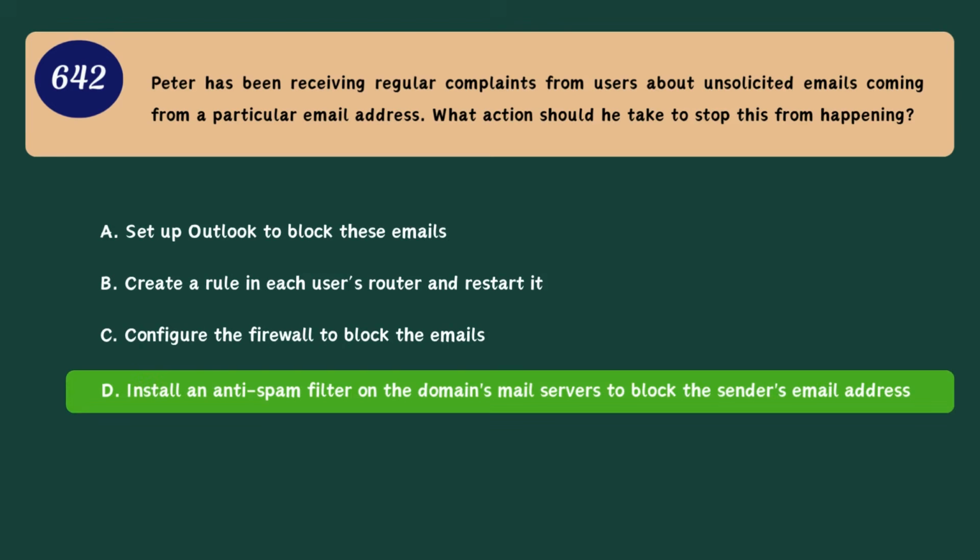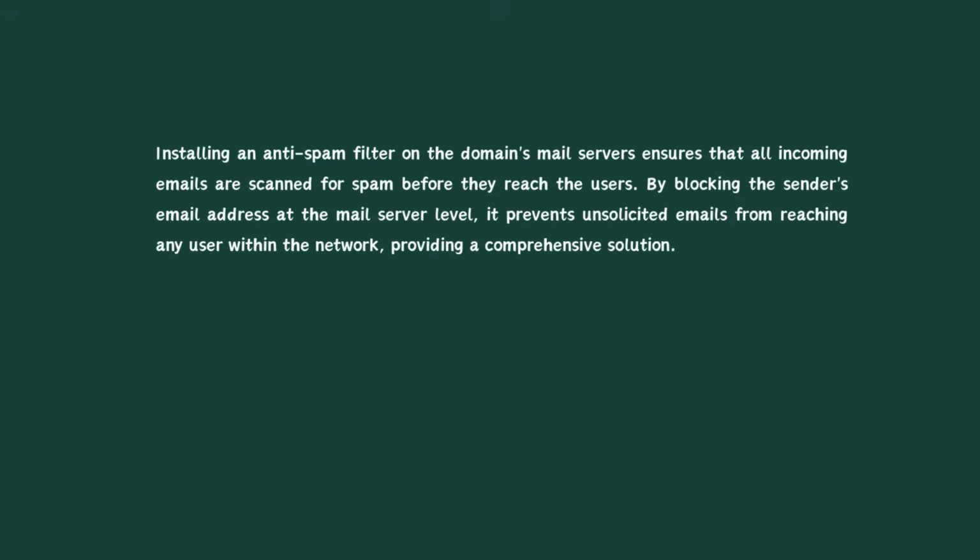Correct answer. D. Install an anti-spam filter on the domain's mail servers to block the sender's email address. Installing an anti-spam filter on the domain's mail servers ensures that all incoming emails are scanned for spam before they reach the users. By blocking the sender's email address at the mail server level, it prevents unsolicited emails from reaching any user within the network, providing a comprehensive solution.